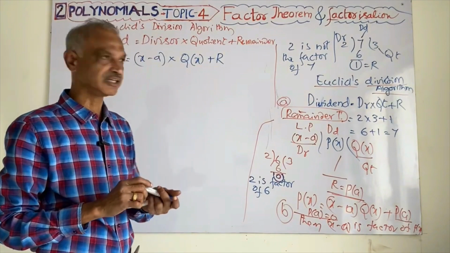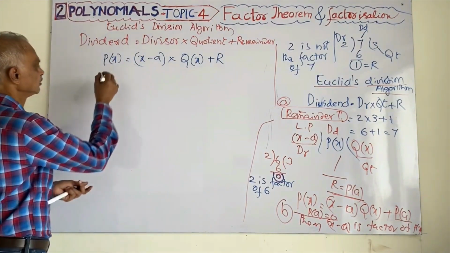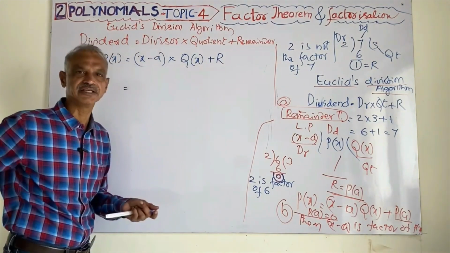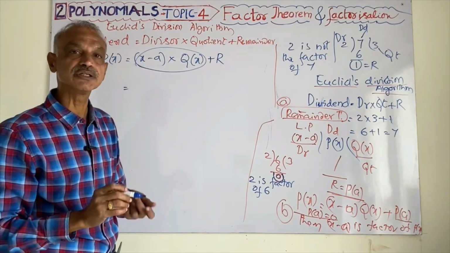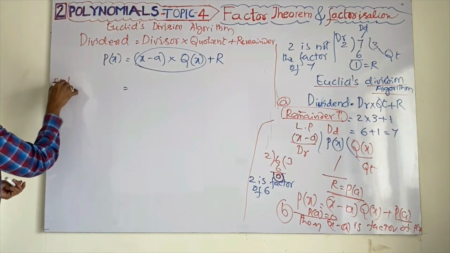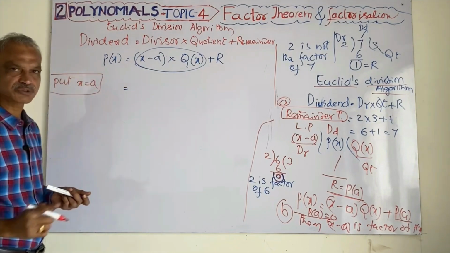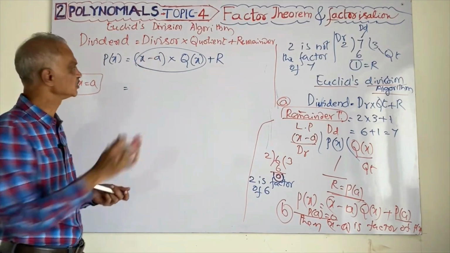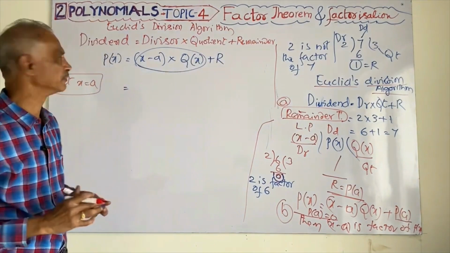First, roughly, I will tell you how you will get P of a. See, first what do I have to do? We have to find the remainder, so we have to make x minus a equal to 0. How can you make it 0? Put x is equal to a. You have to substitute x is equal to a in this one. A minus a is 0, 0 into Q of a is 0. Then you will get the remainder.